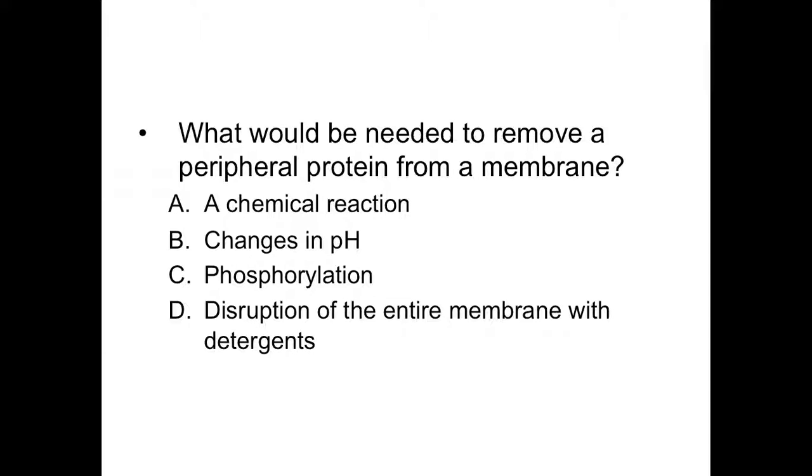Okay, if you change the pH, then those electrostatic interactions are going to be disrupted. Phosphorylation would also be okay. Disruption of the entire membrane would also get it off, but it's not necessary, right? That would be for a transmembrane protein or another integral membrane protein.